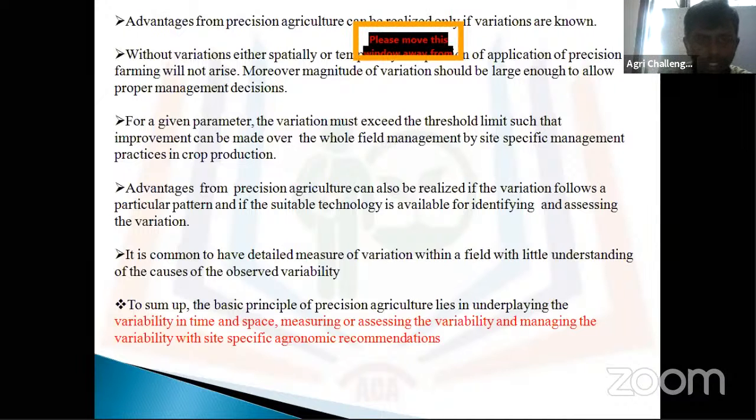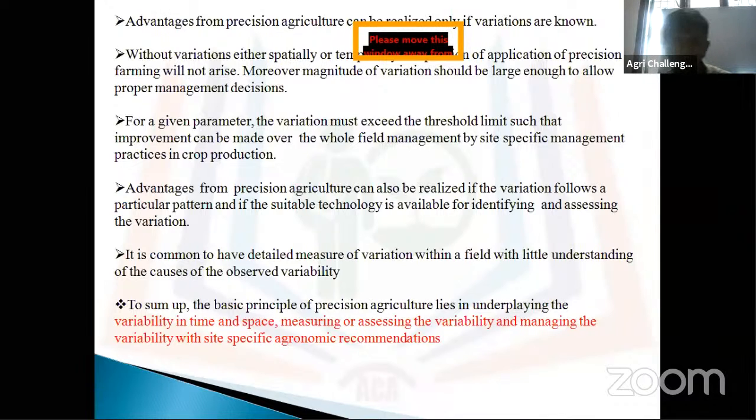Then the advantages from precision agriculture can be realized if the variation follows a particular pattern, and if suitable technology is available for identifying and assessing the variation. You will get the fruits of precision farming only when the variation follows some specific pattern. Uniformity in variation, some specific pattern, is required. Otherwise, if it is zigzag, it is very difficult. Suitable technology is also required to identify and assess the variation.